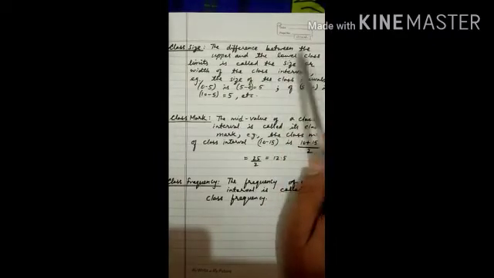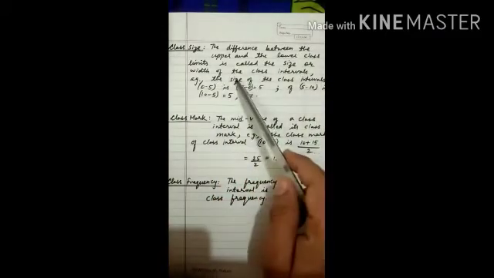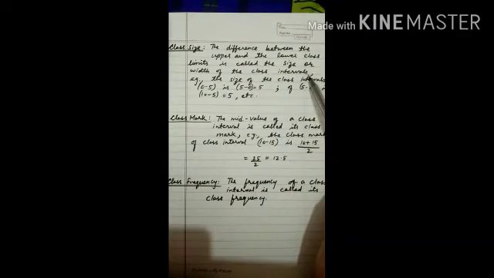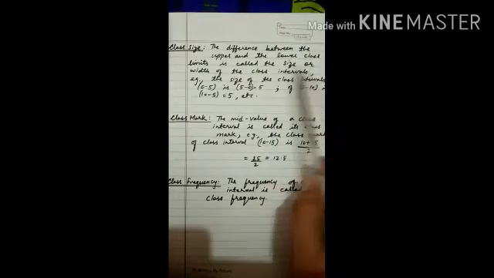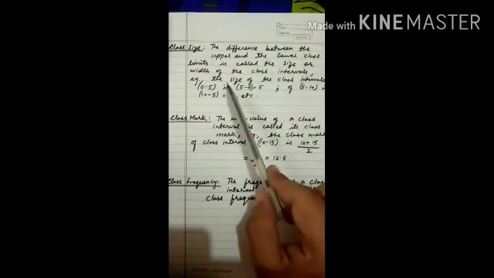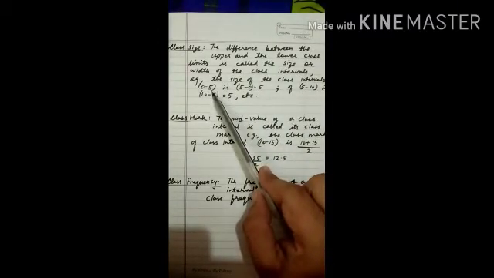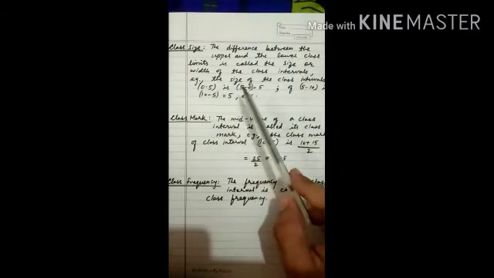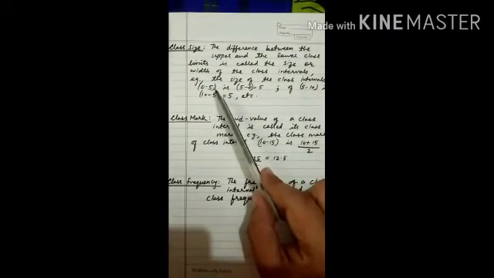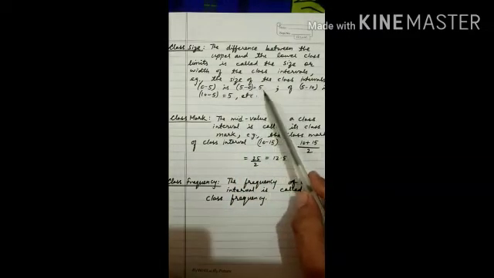The difference between the upper and the lower class limits is called the size or the width of the class intervals. For example, suppose there is a class interval 0 to 5. It means the difference between upper and lower limit. Upper limit is 5, lower limit is 0, 5 minus 0 equals 5.